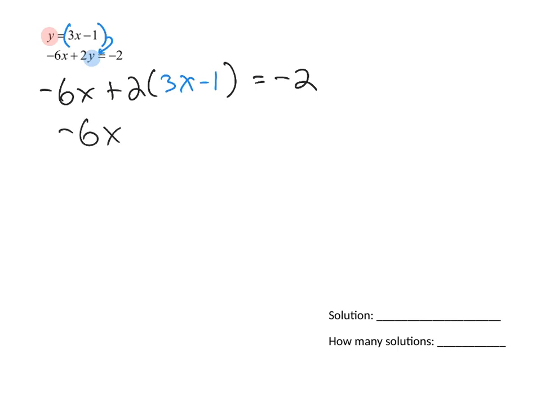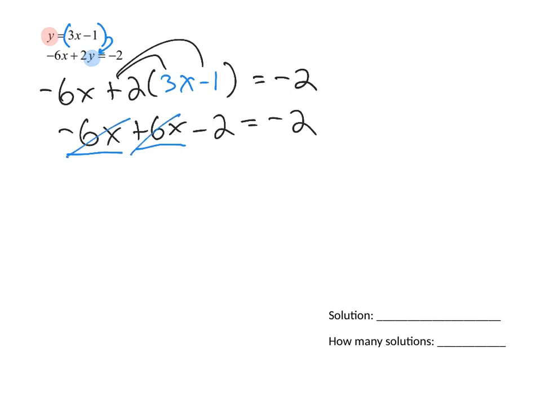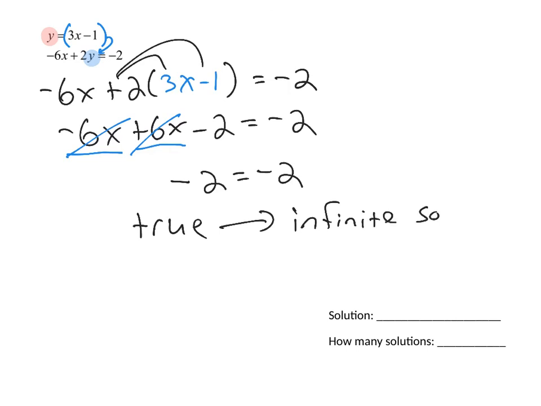Now I'm going to simplify to solve and see what happens. Negative 6x and then positive 6x minus 2 equals negative 2. Combine like terms and what happens? They cancel out. We get 0x. They go away and we're left with a mathematical statement. Negative 2 equals negative 2. Is that true or false? True. And if you remember from solving regular linear equations, we got a true statement that showed us what? How many solutions? Infinite solutions.